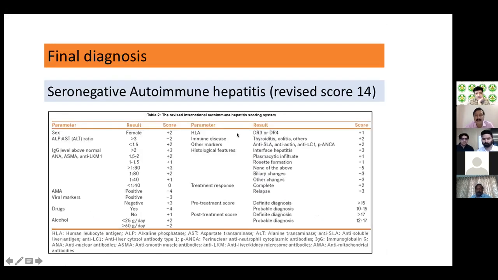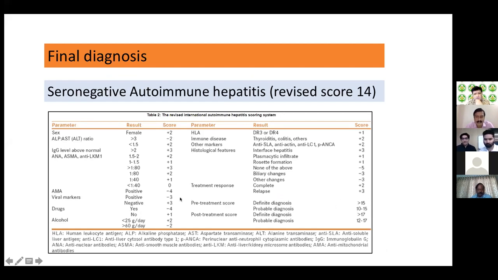And this is obviously a cumbersome score, and at times you will not have the HLA, and you will not have other markers. Sometimes the history of drugs and alcohol might not be there, but this is a good score. And if you can calculate the complete score, probable is if the score is between 10 to 15, and definitive diagnosis if it is more than 15.